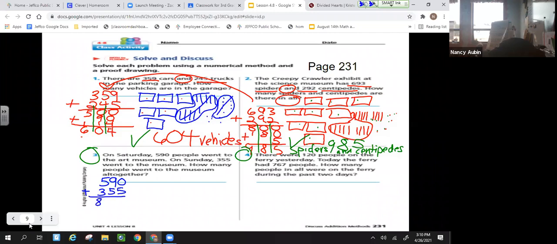500 plus 300 is 800. Here's where people got confused. 9 plus 5 is 14, but if you put 14 here, it's wrong because that's 14 ones. You want it to be 14 tens, which would be 140. And then 0 plus 5 is 5. When you add those up, you should have gotten 945.